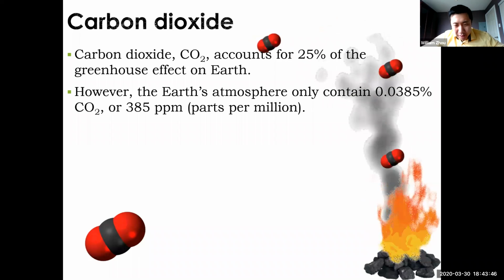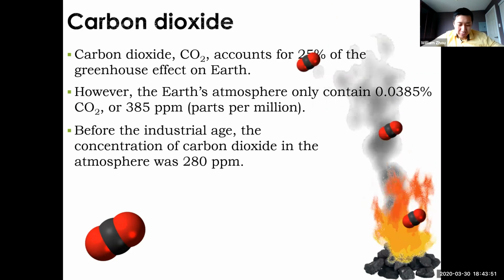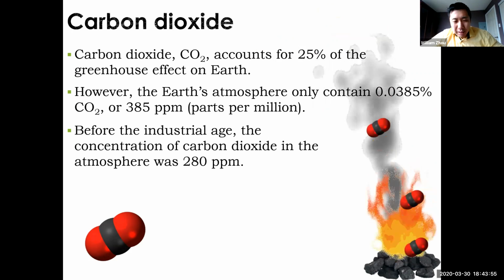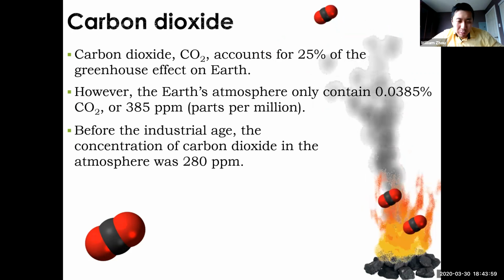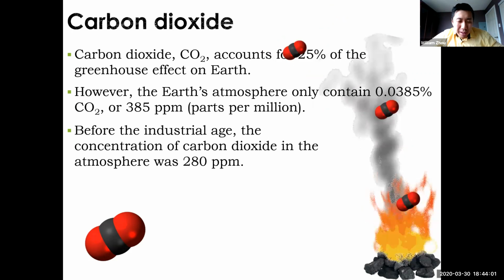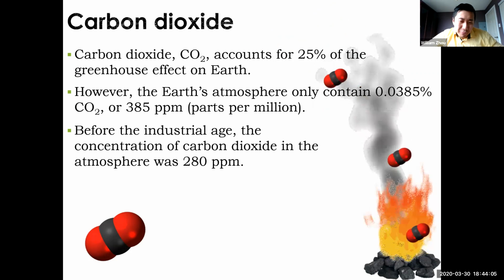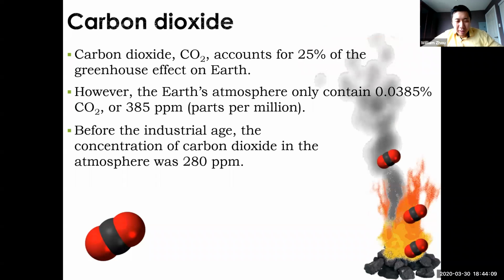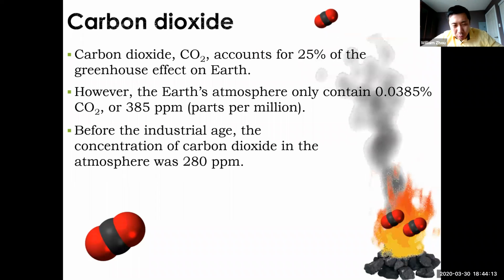And this is increasing faster than ever before. Before the Industrial Revolution, the carbon dioxide in the atmosphere was only 280 parts per million. It is now 385, and it will go up to the 400s in the near future. That is our climate projection, and that's why we are concerned. It is rising way too quickly.